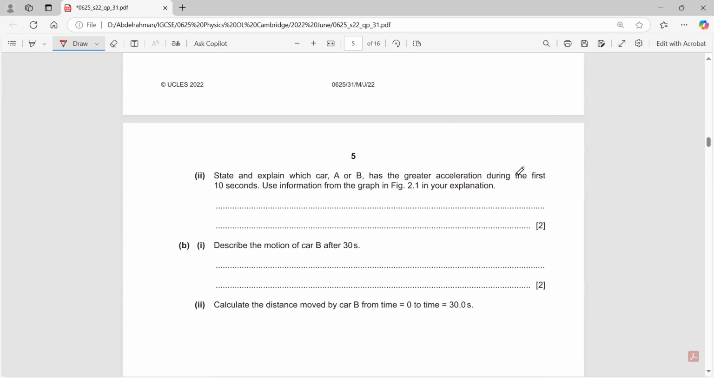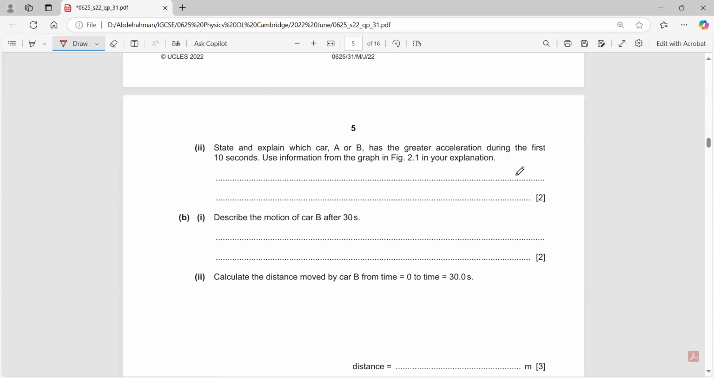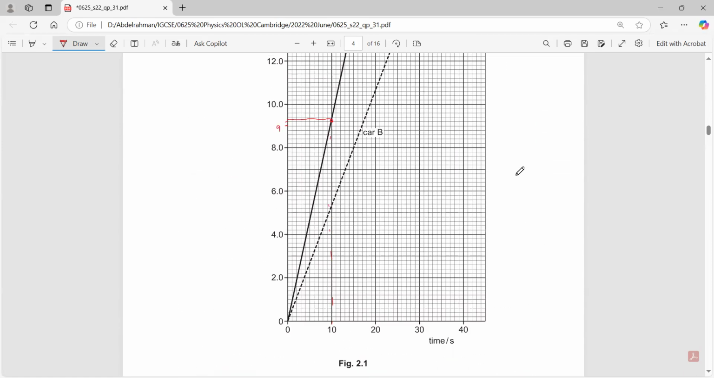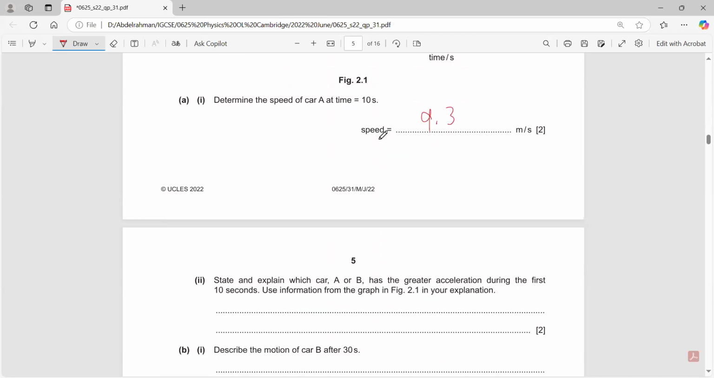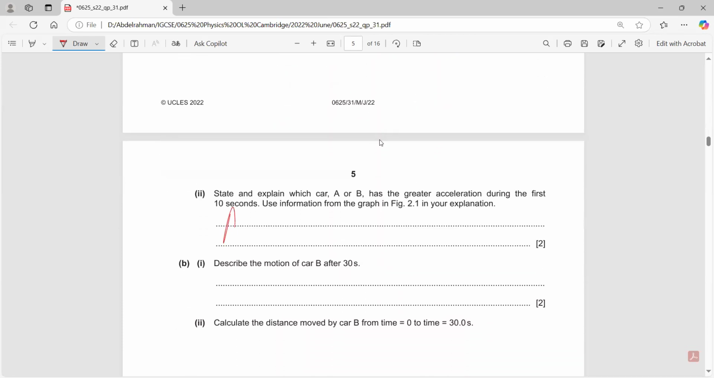State and explain which car has the greater acceleration during the first 10 seconds, A or B. Definitely, it is A. Why is it A? Because it has a steeper slope, or steeper gradient.